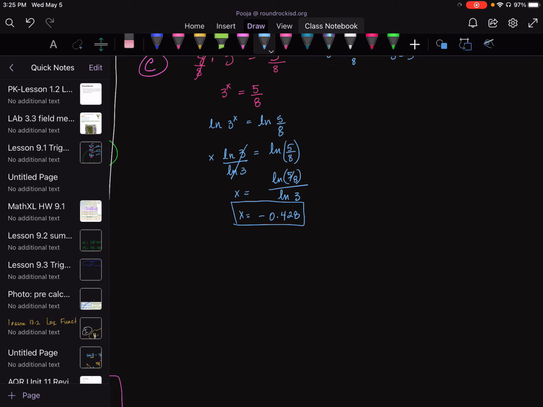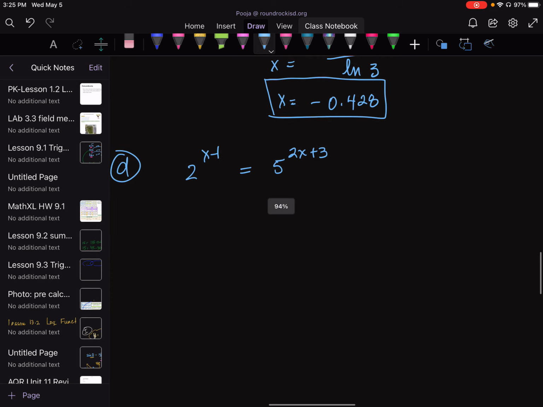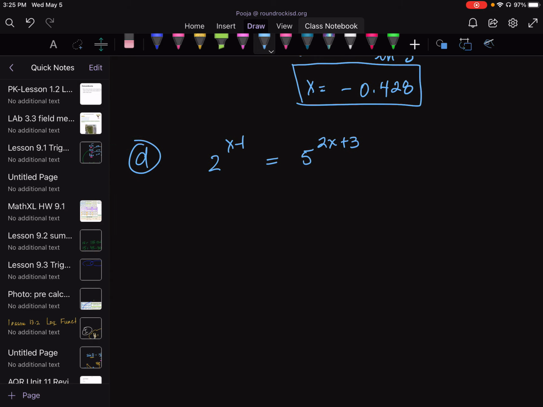I will show you one more. This one's slightly longer, but it's a good one. 2 to the power of x minus 1 equals 5 raised to the power of 2x plus 3. It is an exponential equation, right? If I look at the left-hand side and the right-hand side, they both have completely different bases, so I can't really compare apples to apples.